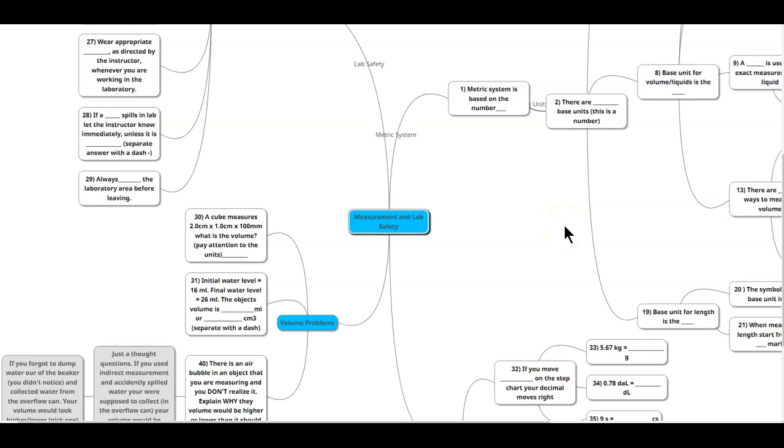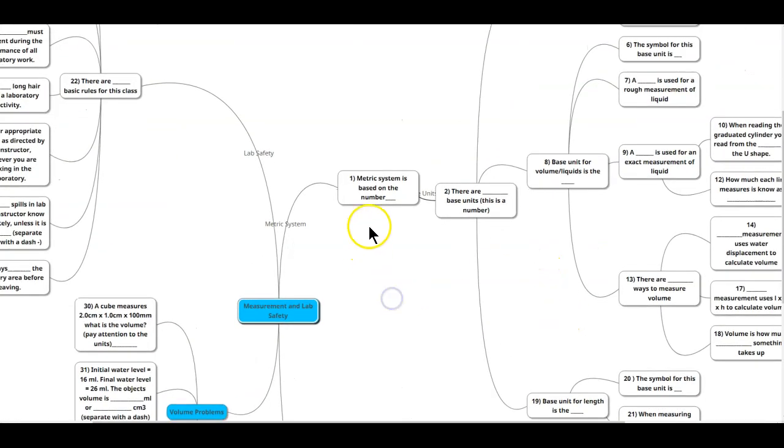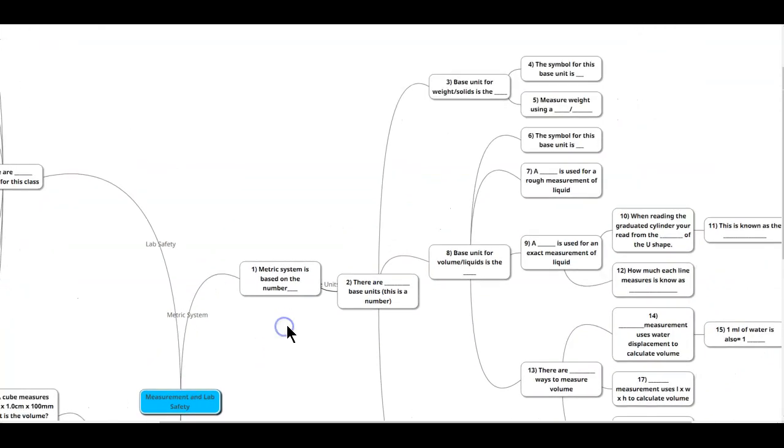All right, here we go on the flowchart unit review. So I'm just going to say these out loud. If you're missing stuff, just go find it. Metric system based on the number 10. There are 4 base units, and then we're going to split it up over here.